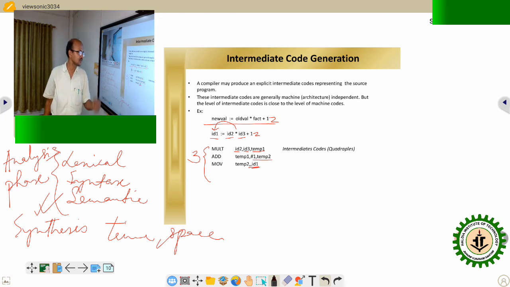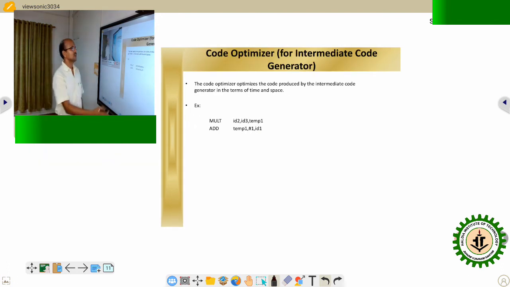So instead of the move operation, the third instruction can be reduced by just storing the result, the addition of temporary 1 and the constant value 12, directly into identifier 1, so that this third instruction is no longer needed. So these two identifiers are multiplied and stored into temporary 1, and temporary 1 is added with the constant value 12, and then it is stored into identifier 1. So this is the code after the optimization.